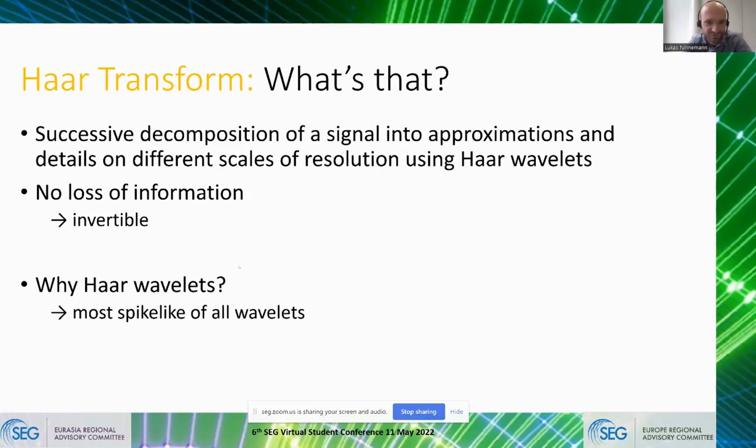And we start with a wavelet transform. A wavelet transform is a successive decomposition of a signal into approximations and details on different scales of resolution using Haar wavelets. There's no loss of information involved, that means it's invertible. There are a lot of wavelets, and I chose the Haar wavelet because it's the most spike-like of all wavelets, and that's good to detect spikes.